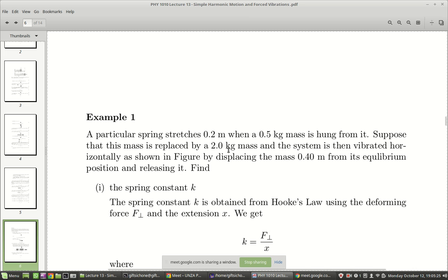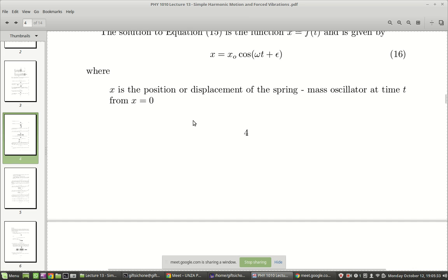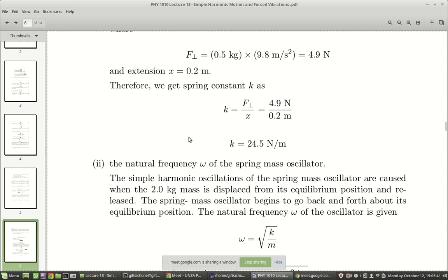Where we started here. So this one, you replace the 0.5 kg with the 2 kg mass, then you pull it, then you release it, then it starts going back and forth like that. So basically it starts carrying out simple harmonic motion.